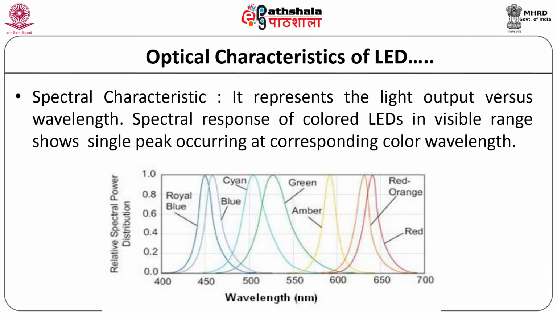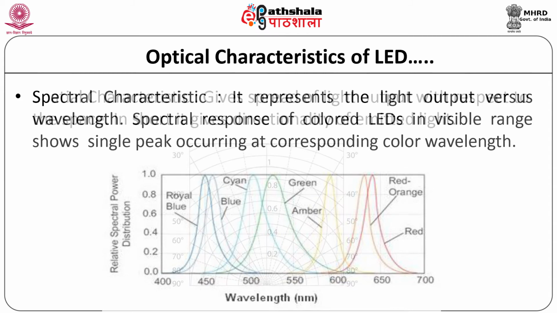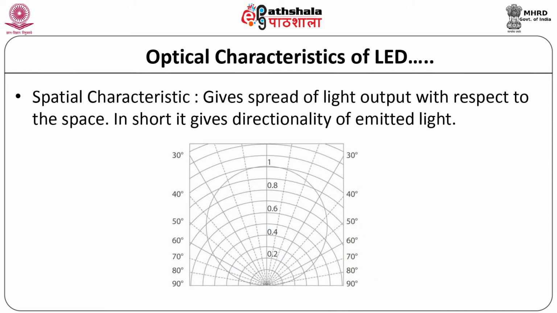Nowadays, you all have seen white LEDs in the market. These white LEDs emit wavelengths covering the whole spectrum. Spatial characteristic gives the radiation patterns of LEDs. It shows the spread of light output with respect to space. In short, it gives the directionality of emitted light. The graph shows a typical radiation pattern of an LED. The pattern depends upon the lens structure of the LED. The narrower the radiation pattern, the more the light is concentrated in a particular direction.